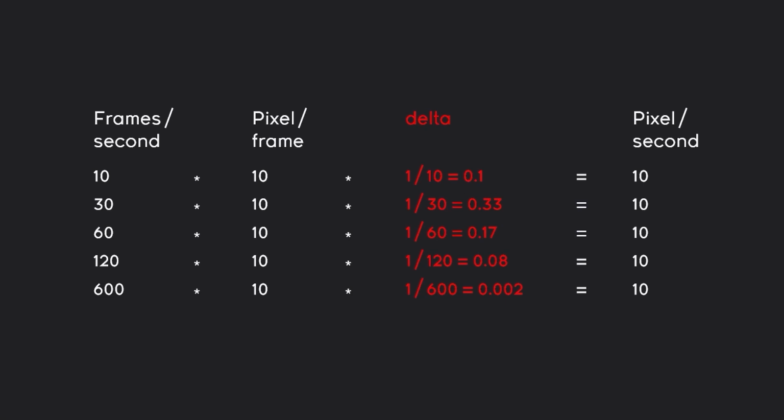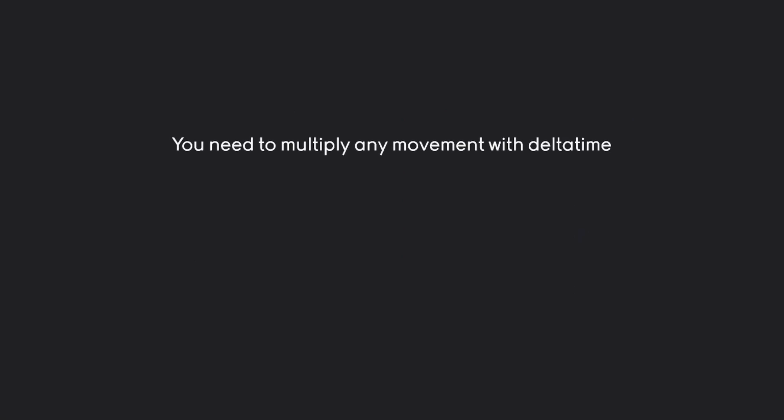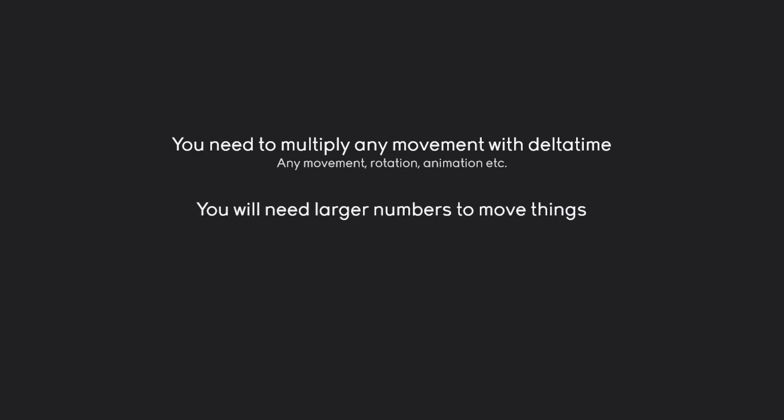Now, before we are going to implement this, there are a couple of things you have to be aware of. First of all, when you use delta time, you have to multiply any movement with it. So literally any movement, any rotation, any animation, literally anything that moves needs delta time. And besides that, you are also going to need much larger numbers to move things. That's arguably quite a simple thing to implement, but if you move 10 pixels per second, it really isn't all that much. So just keep that in mind. Now we are almost there.